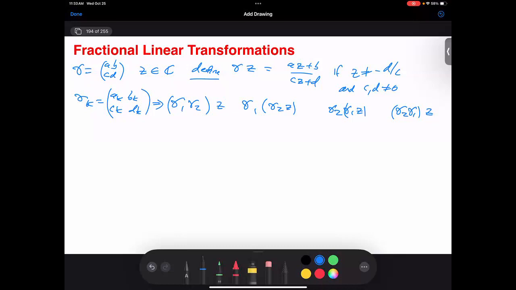What do you hope would be true? We hope that they would be equal, right? Conversely, if we start in the other direction, we hope that they would be equal. What about the middle? Gamma 1 acting on gamma 2 of z and gamma 2 acting on gamma 1 of z?